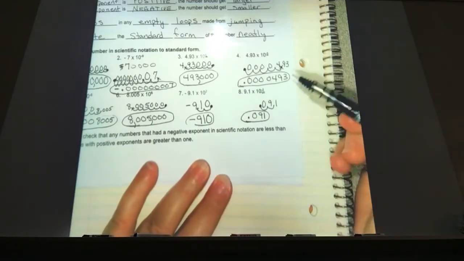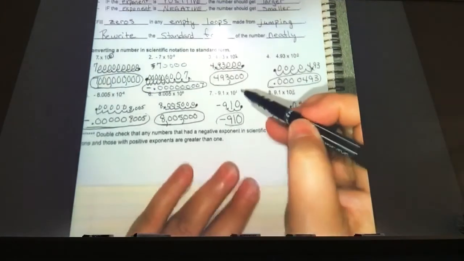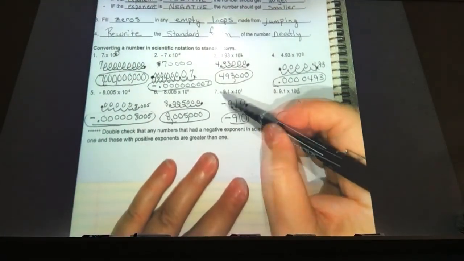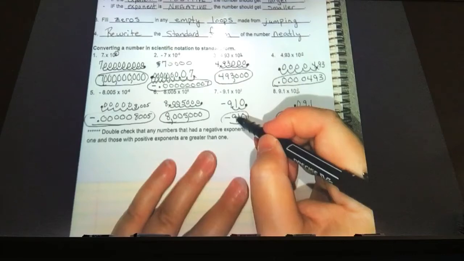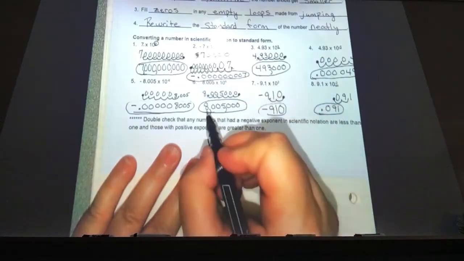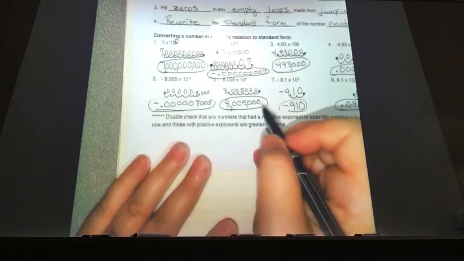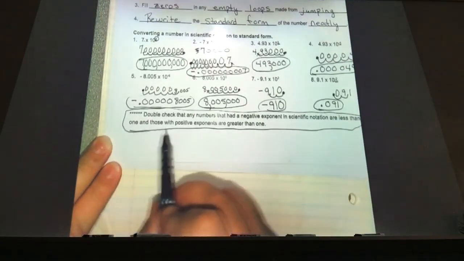Now, we can do some double checking. This was negative. Did this get smaller? Yes, 9 is bigger than this. This was positive. Ignoring the negative sign for a minute, did this get bigger? Yes, it got bigger from 9 to 900. Did this get bigger? It's positive. It should have gotten bigger from 8 something to 8 million something. Yes. Did this one get smaller? Yes, it did. See this right here? That's what we just did. We double checked that the numbers that have negative exponents in scientific notation are less than 1, and those with positive exponents are greater than 1.